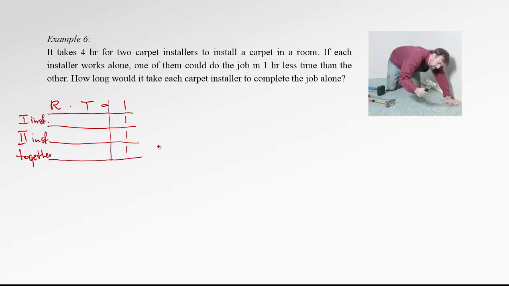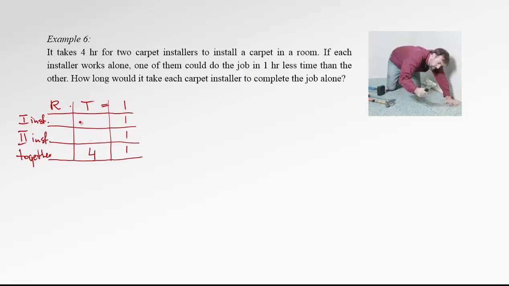Install the carpet. So it takes 4 hours for 2 carpet installers to install a carpet. Okay, therefore the time when they work together is 4. If each installer works alone, one of them could do the job in 1 hour less time. So we're comparing times. So we are after the expressions that go in those 2 boxes.